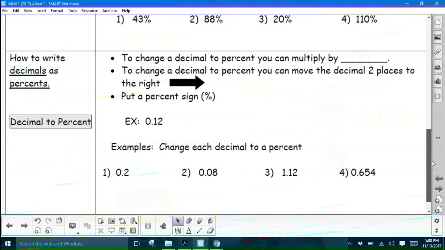Okay, you can also write decimals as percents. You can change a decimal to a percent by multiplying by 100. Since percents are out of 100 and decimals are out of 1, you can do it really easily that way.